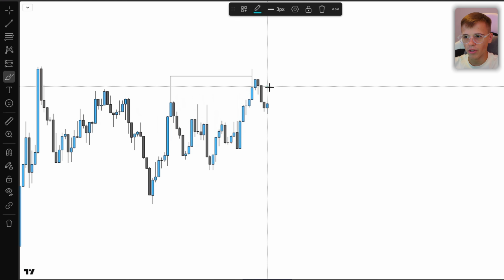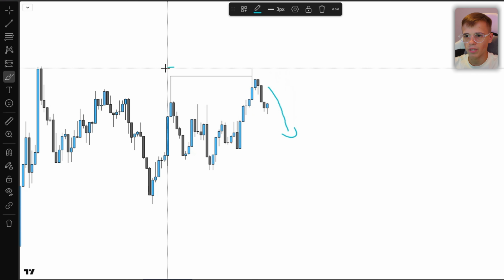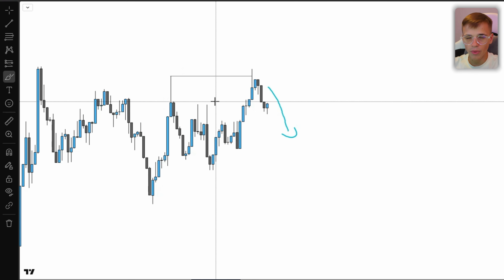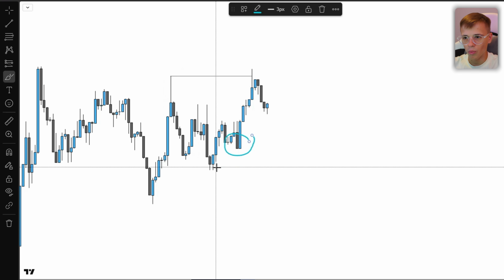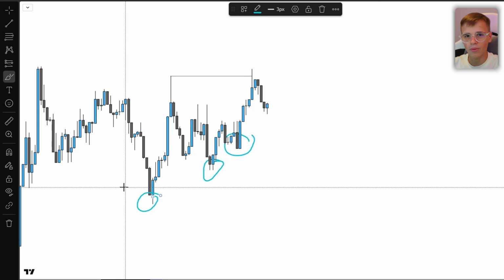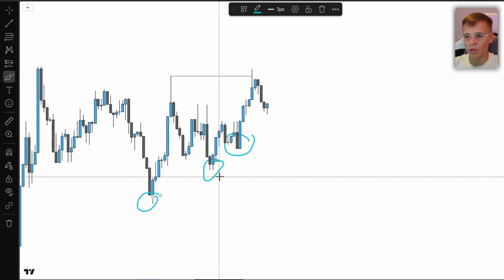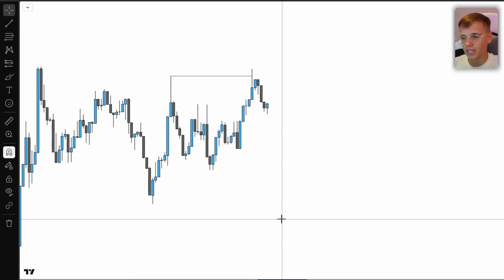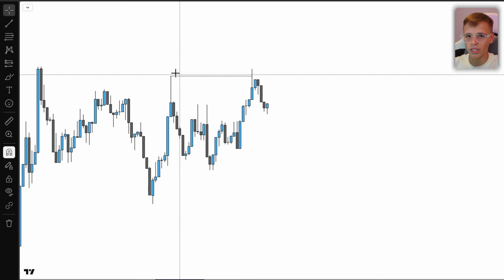It is probably going to go to the downside because we just swept this liquidity right here, but which liquidity is it going to take? Like, we have 1, 2 and 3 liquidities right here. How can we know which liquidity is the one that we want to take? And this is the first little advanced thing that we are going to learn in today's video, and that is going to be the time of liquidity.